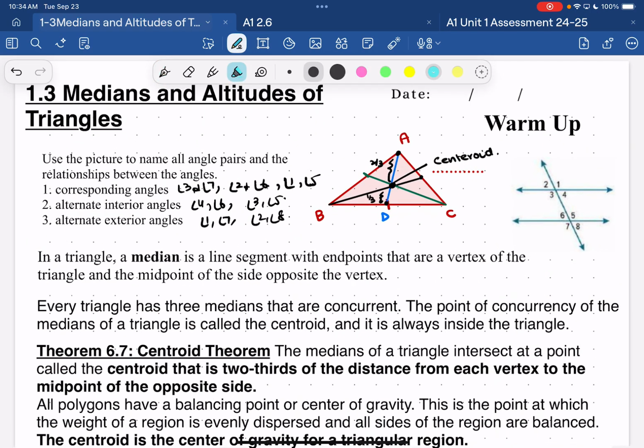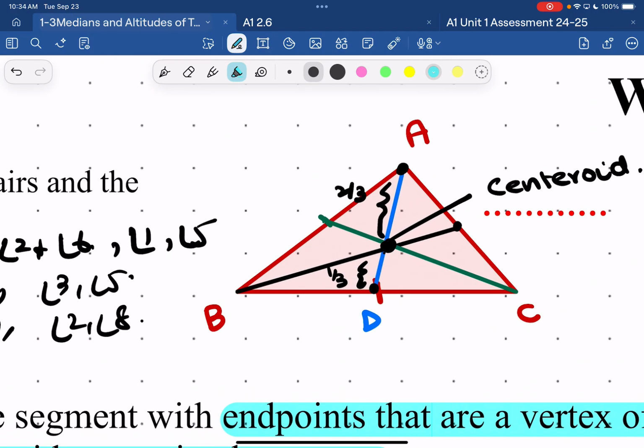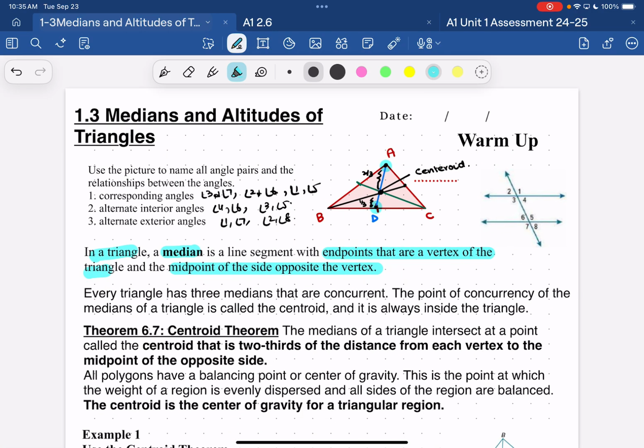So in a triangle, median is a line segment with endpoints that are the vertex of a triangle and the midpoint of the opposite side. So if we have a median AD, one of its endpoints will be on the vertex and the other endpoint will be the midpoint of the opposite side. Good? Now, every triangle has 3 medians. Why? Because there are 3 angles and 3 opposite sides, right?